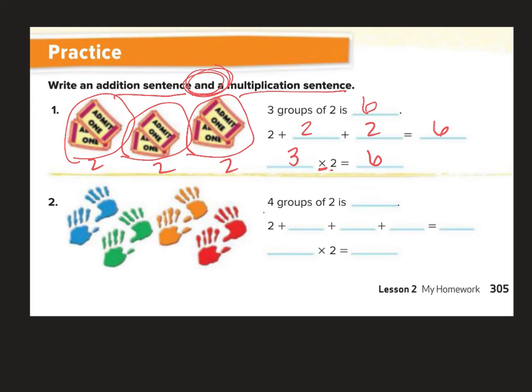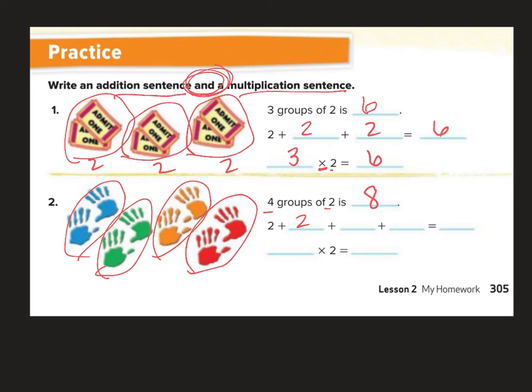Okay, here I have 4 groups of 2 again. So hopefully you're saying, oh yeah, I remember that one. Let's see. 2, 4, 6, 8. 4 groups of 2 is 8. So if I'm adding 2 plus 2 plus 2 plus 2 equals 8. And 4 times 2 is 8. There we go.